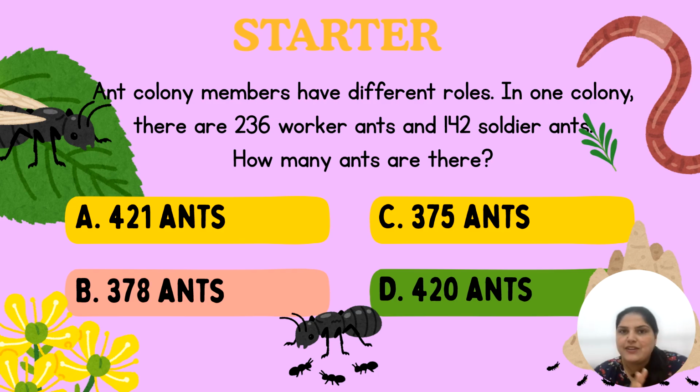Now here I have taken this starter. Okay, so there is an ant colony. They have different roles. So in one colony there are 236 workers and 142 soldiers. So how many ants are there? So now what students are doing, just give them 1 or 2 minutes, not more than that. तो starter activity is not like कि आप अब wait कर रहे हैं आपको हर student से answer लेना है. No, it's not like that. Hardly 1 minute is more than enough.